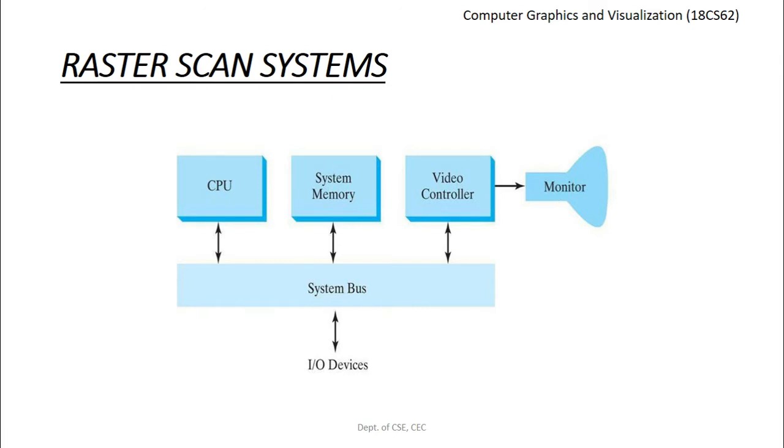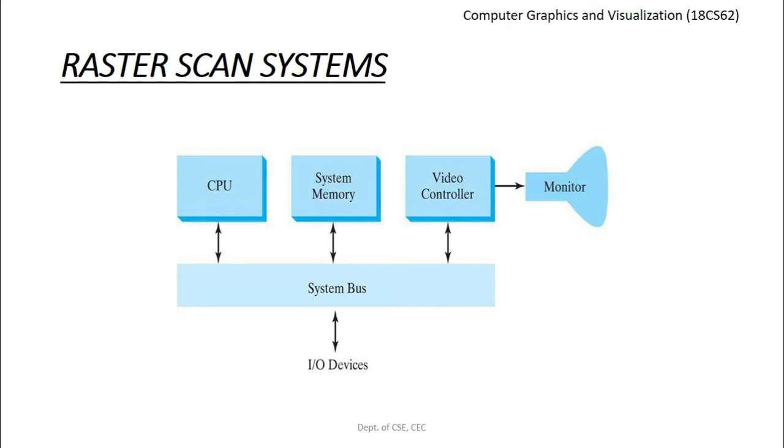In this diagram, the frame buffer can be anywhere in the system memory, and the video controller, as shown in this box, accesses the frame buffer to refresh the screen. So for the screen to refresh, the video controller should access the contents of the frame buffer.